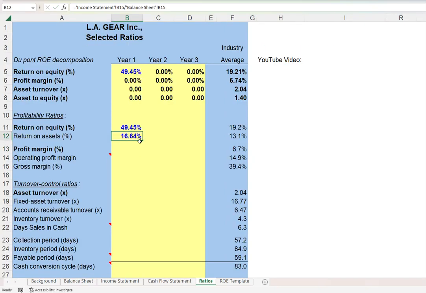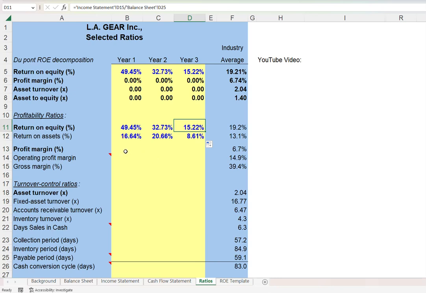So what does this mean? This means that we are generating 16 cents in income for every dollar we have in assets. And we're generating 49 cents in net income for every dollar we have tied up in equity. And of course, we can copy those across and we can see how that's changed. And we know that we've become less profitable. And sure enough, now by year 3, we're only generating 8 cents in income for every dollar in assets. And we only have 15 cents in net income for every dollar we have invested in equity.